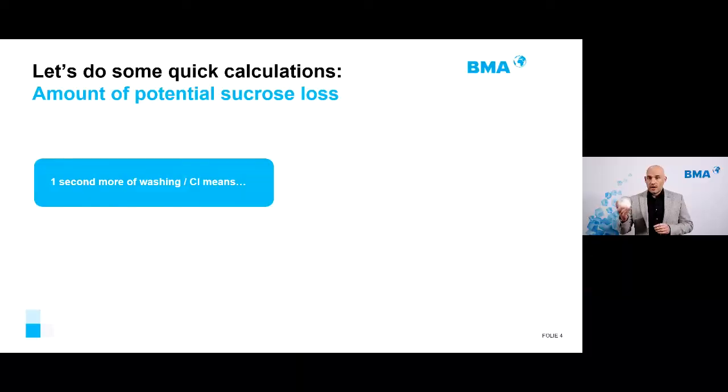But now, at this moment, it could be you are a little bit generous with the water, or, let me say, your centrifugal is manually operated, and then you give only 1 second more washing water to this beautiful white sugar ready to discharge. What happened then? Good, let's do some quick and easy calculations.